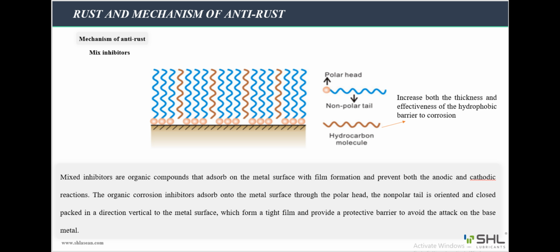Mixed inhibitors are organic compounds that adsorb on the metal surface with film formation and prevent both the anodic and cathodic reactions. The organic corrosion inhibitors adsorb onto the metal surface through the polar head. The nonpolar tail is oriented and closely packed in a direction vertical to the metal surface, forming a tight film and providing a protective barrier to avoid attack on the base metal. Meanwhile, the physisorption of hydrocarbon molecules from the base stock by the nonpolar tail of the adsorbed inhibitor molecules can increase the hydrophobic barrier's thickness and effectiveness against corrosion.